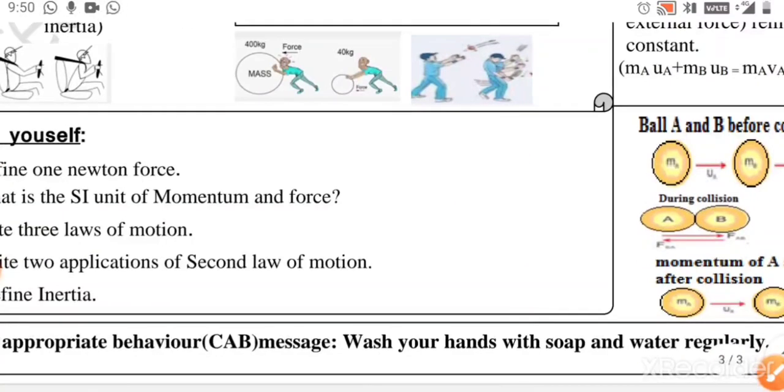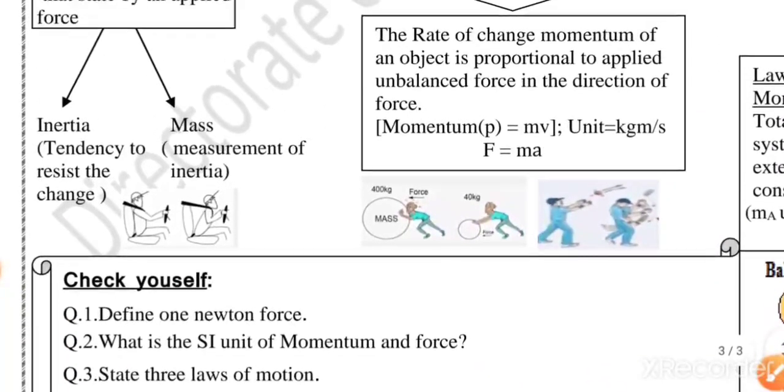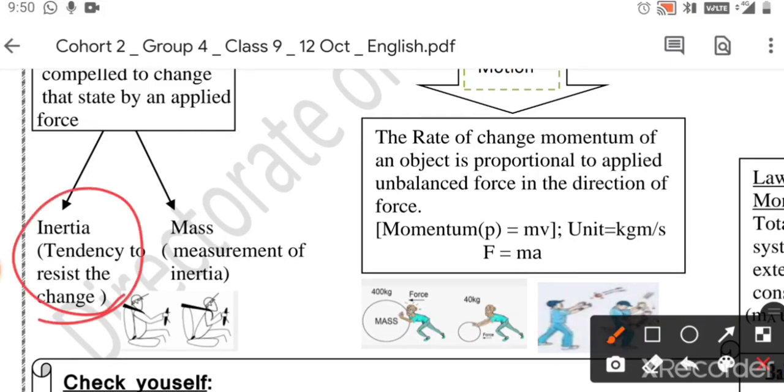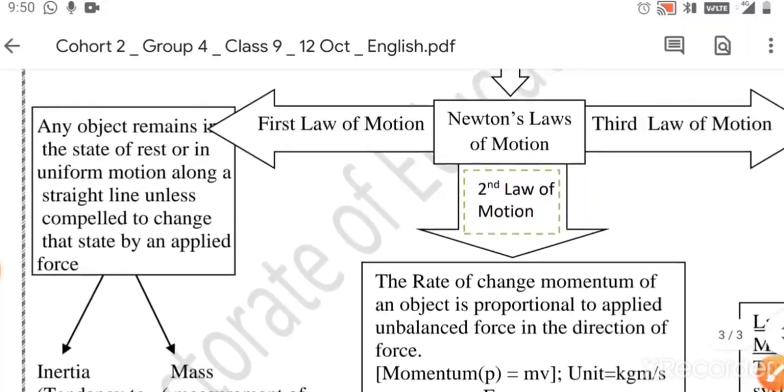Now the next question is define inertia. So inertia is the tendency of any object to resist the change. That is what we have studied in the first law of motion. So you can write it from here.